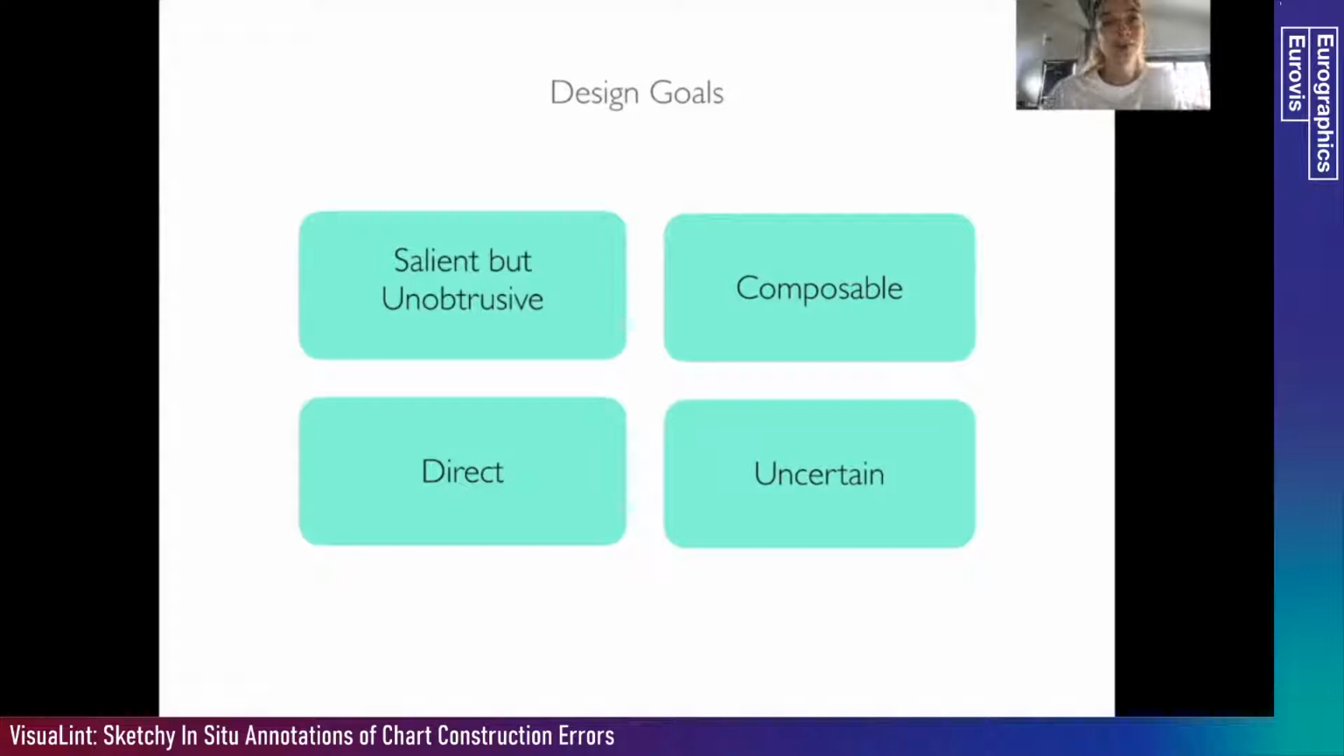Finally, uncertain. The clean design and inherent rhetorical force of visualizations lend them implicit authority, making it difficult for a layperson to catch errors when they occur. Our design should reflect the fact that best practices in data visualization continue to evolve. Less precise design elements may also help to subvert a visualization's rhetorical force.